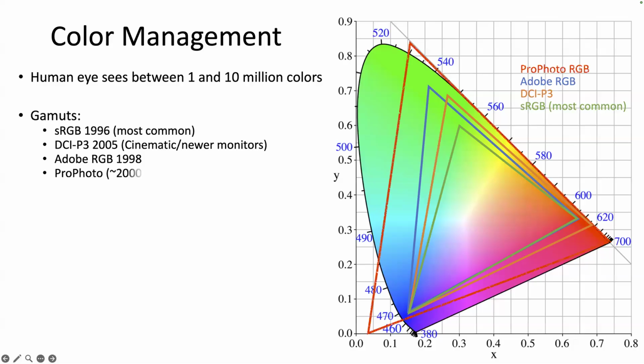ProPhoto was developed in about 2000 by Kodak as a transition from print film to digital scanning. It's the largest gamut we have in everyday use. But remember, most displays can't reproduce it. So it's a larger gamut. It's actually beyond what the eye can see. But the devices we have today just can't show it.